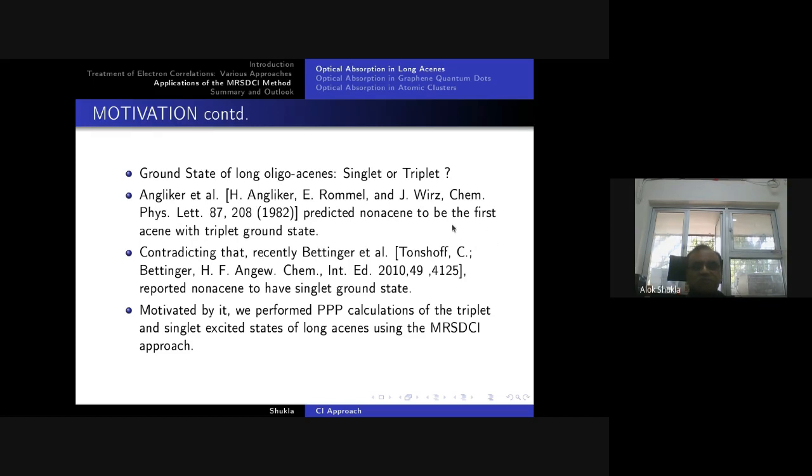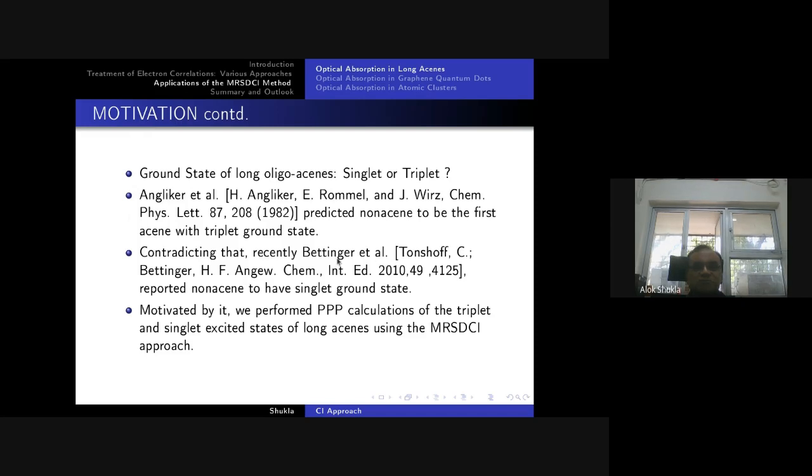Then people have done many calculations using DFT and all that, and people did not agree with this result of Angliker et al. Most of the calculations were predicting that all the way up to nonacene, the ground state was a singlet.